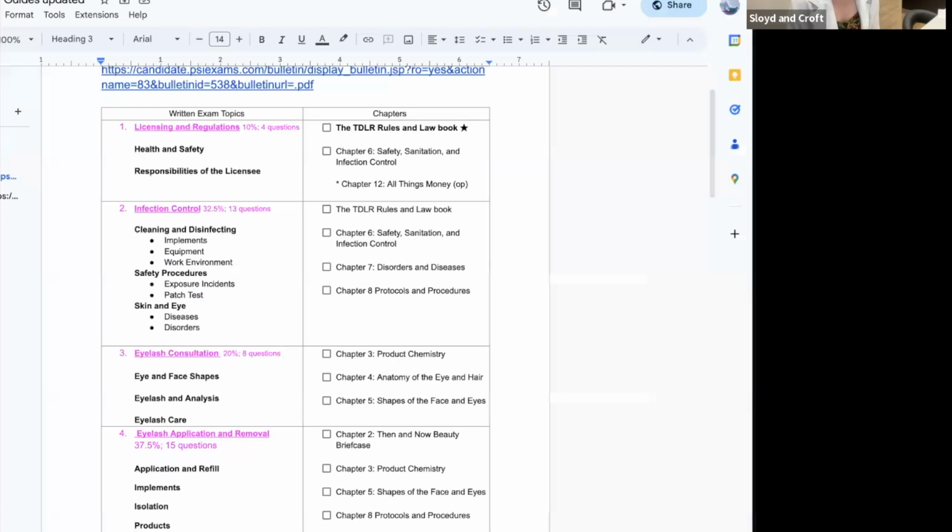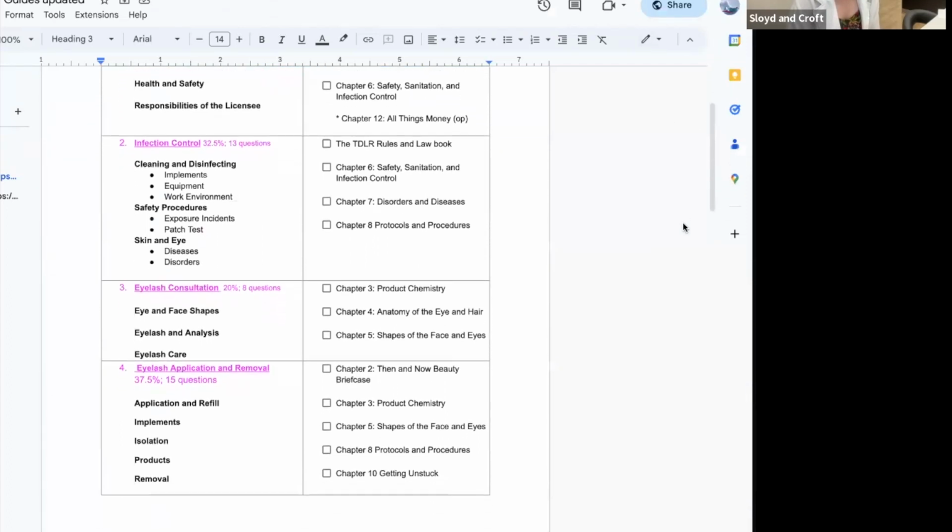Those sections that are in your eyelash application removal section are found in Chapter 2, the Then and Now Beauty Briefcase, Chapter 3, Products Chemistry, Chapter 5, Shapes of the Face and Eyes, Chapter 8, Protocols and Procedures, and then Chapter 10, Getting Unstuck. And these are all found in your Eyelash CEO book.